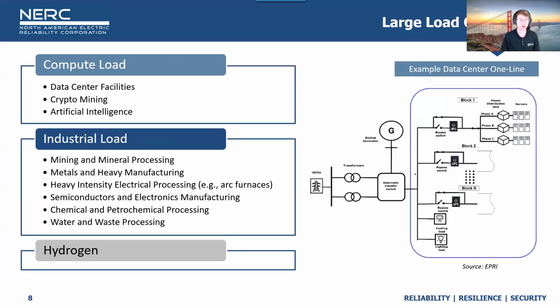So this is all material from white paper 1, which is slated to release in July this year. And these were the initial categories of large loads that we determined: computational load, or compute load, as is common in the industry. Industrial load, all the different types of industrial loads, and then of course hydrogen production facilities that use electricity as the primary conversion method.